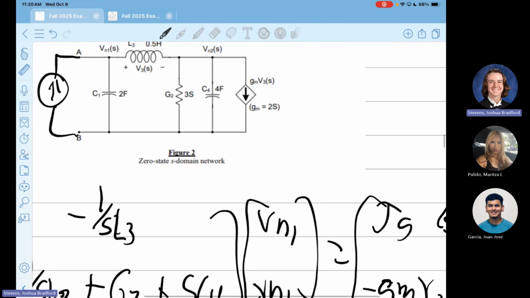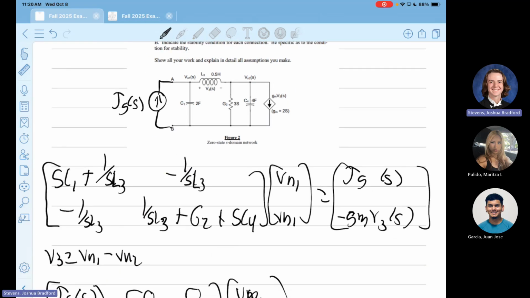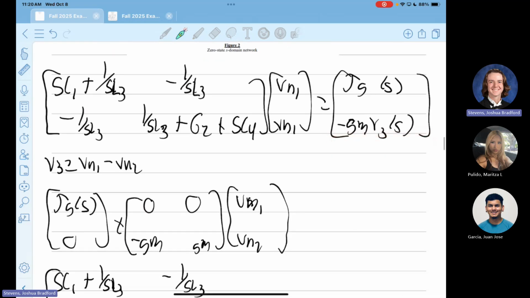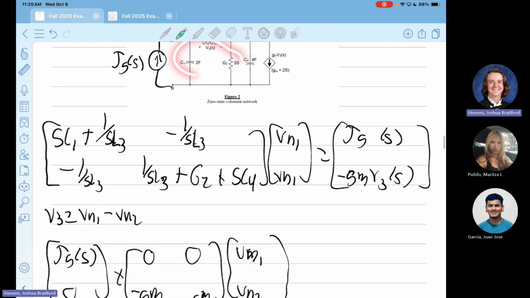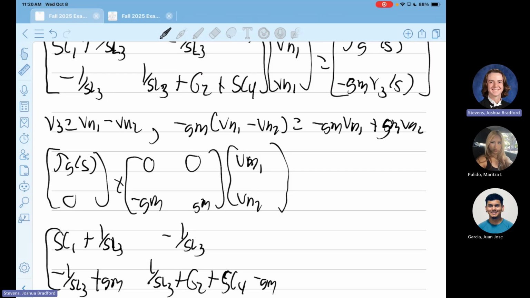So the direction of this current source is going to ground. So it is going away from the node, therefore it is negative. And so I have that negative GM VN3. Still VN1 and VN2 are the correct ones right there. VN1 minus VN2 based on the polarity of V3. Okay. So technically it'd be negative GM times VN1 minus VN2, which would then be negative GM VN1 plus GM VN2. Does that make sense? Cool.